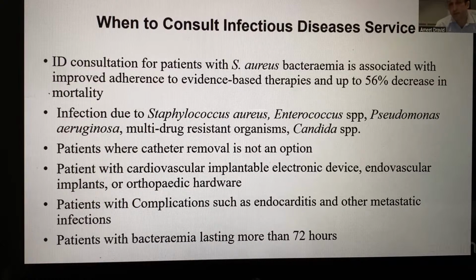Patients where catheter removal is not an option and you want to treat through, involve an ID guy. Patients with cardiovascular implantable electronic devices or orthopedic or endovascular hardware, please involve an ID guy. And patients with bacteremia lasting more than 72 hours, please involve an ID guy.